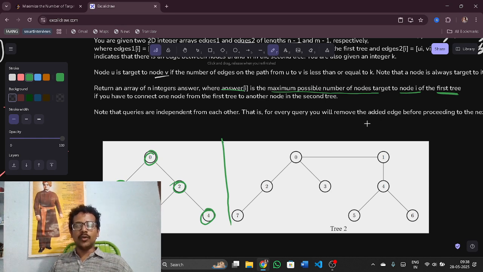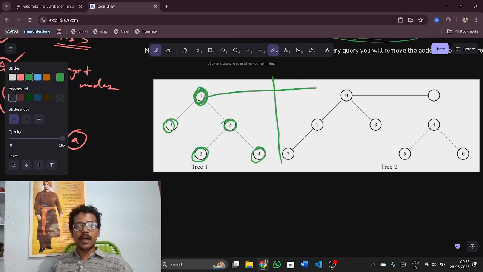No. What we need to do is connect one node from the first tree to another node in the second tree. So we need to connect a node from the first tree to a node in the second tree. I don't know which node to be connected, and we need to connect in a way so that we get the maximum possible number of nodes target to node I. So if I am connecting this node, then I need to get the maximum target nodes.